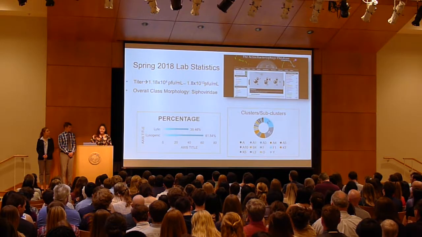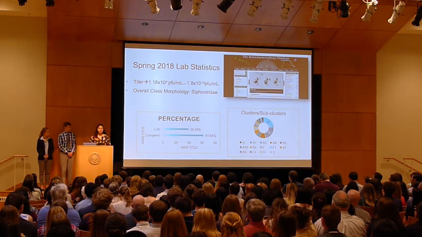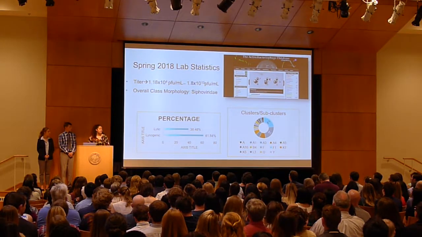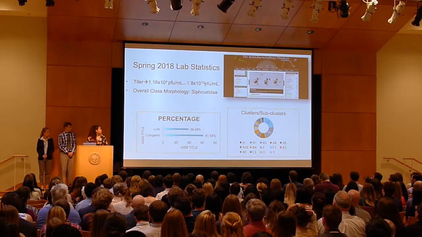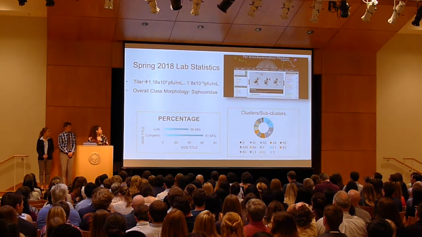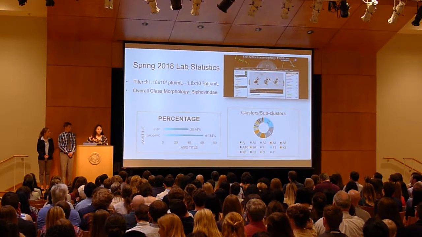As we can see from the titer, which shows the concentration of phage on our high titer plate, the titers for our semester lab range from 1.18 times 10 to the 4th plaque forming units per milliliter to 1.8 times 10 to the 13 plaque forming units per milliliter, which is a good range.